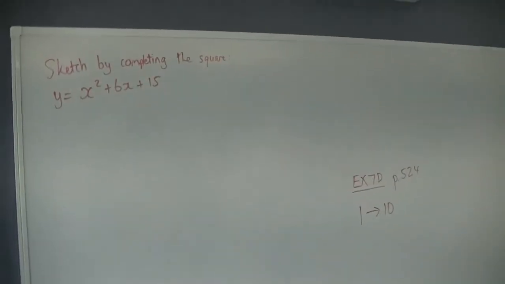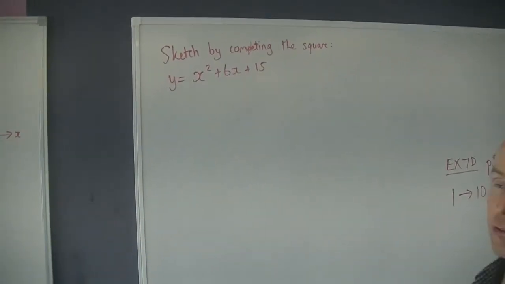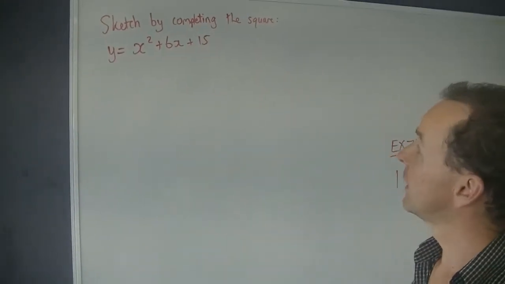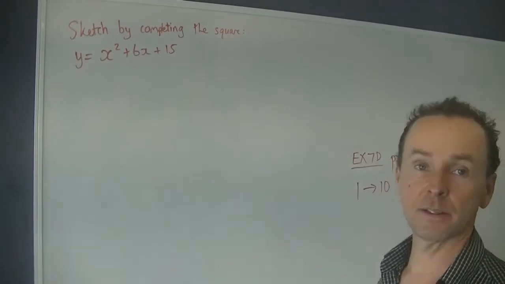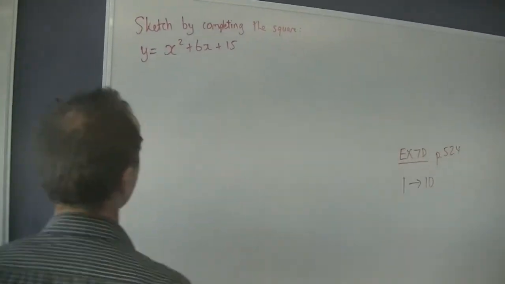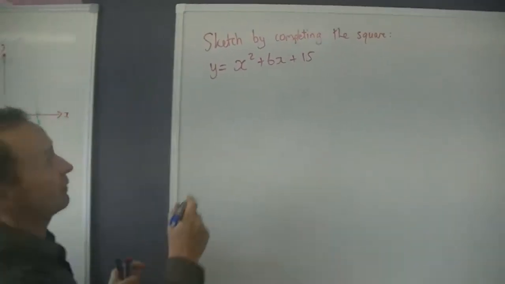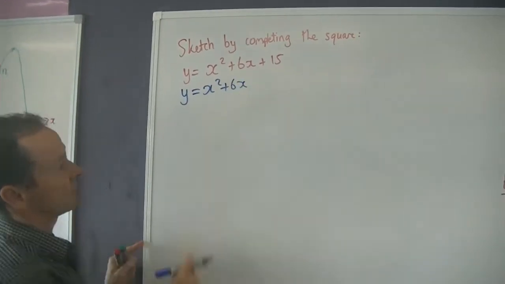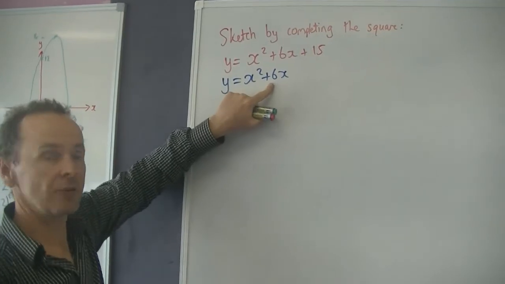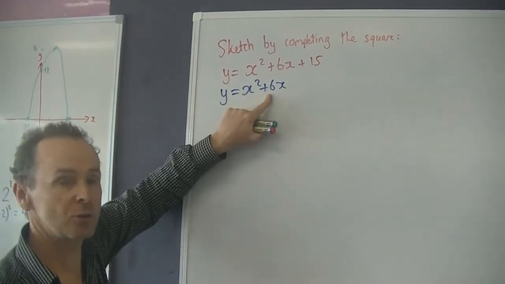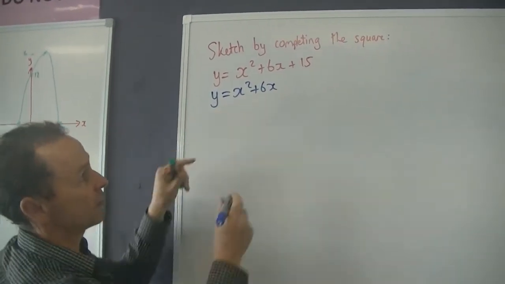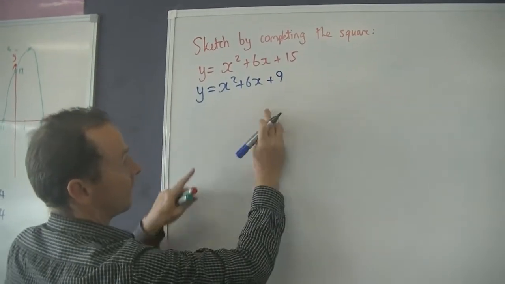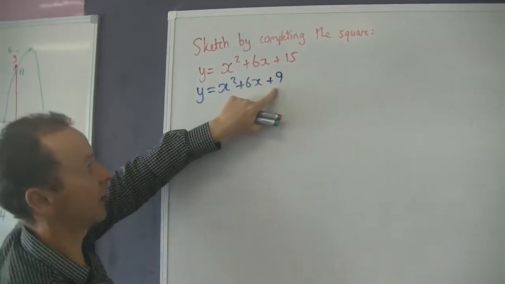All right. Now, the last example was already in turning point form for you. This one says sketch by completing the square. So you've got to remember how to complete the square, and by doing that we get it into turning point form. So y equals x squared plus 6x. The middle term is 6. So hopefully you remember this: you halve it and square it. Half of 6 is 3, 3 squared is 9. So you go plus 9. That now creates a perfect square.